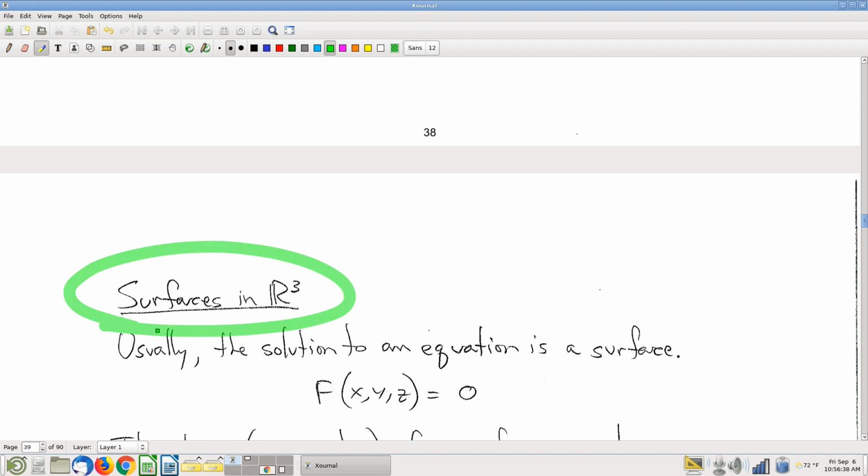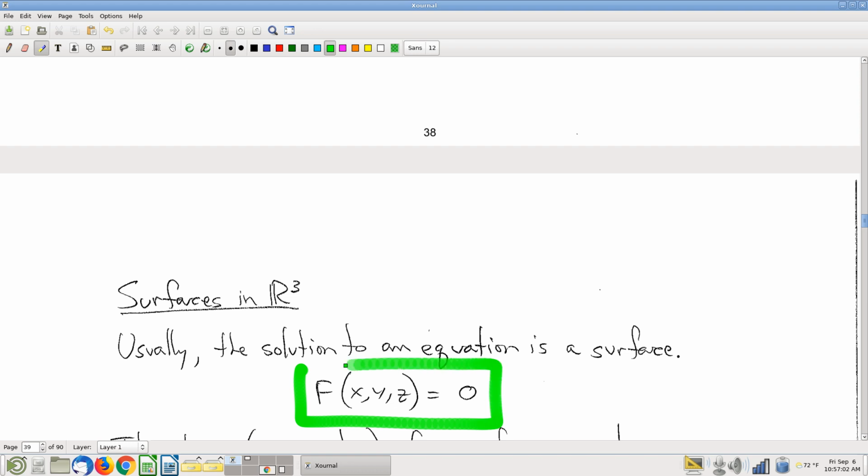Surfaces in R3. No surprise, this being a multivariable calculus class, we're going to be doing a lot of business in space. A lot of business in 3 dimensions. We need to understand surfaces because surfaces are pretty interesting things in 3 dimensions. Here's another way to say it. Very often we're going to have equations that relate 3 different variables. We need to understand what the solutions to such equations might look like.